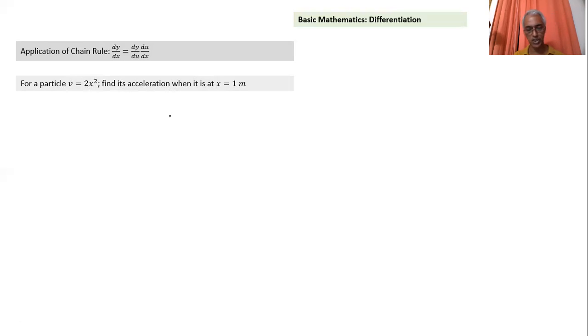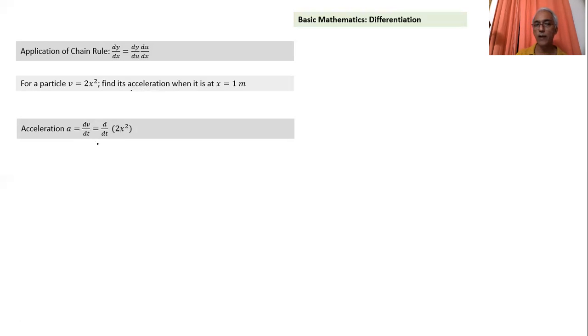So we need to find acceleration when x is equal to 1 meter. How do we find acceleration? The first thing we need to think of is, what is acceleration? Velocity is the change of position, dx by dt. Acceleration is the rate of change of velocity, that is dv by dt. Instantaneous acceleration is dv by dt. That's what we need to find. We put the value of v, so it is d by dt of 2x squared.